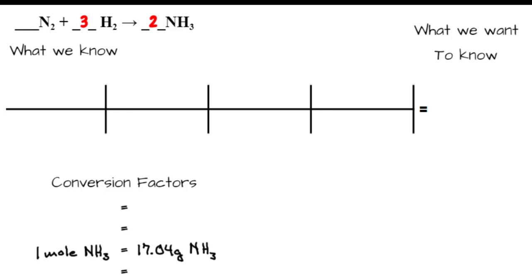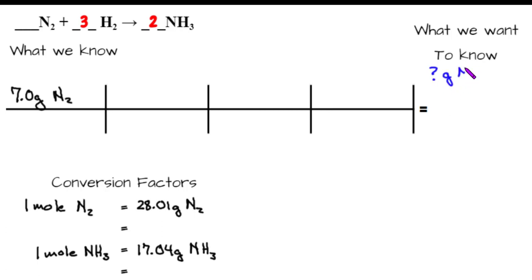If 7.0 grams of nitrogen are reacted with 4.0 grams of hydrogen, how many grams of product would be made? Alright, so if 7.0 grams of nitrogen, we want to know how many grams of the product, which in this case is NH3.